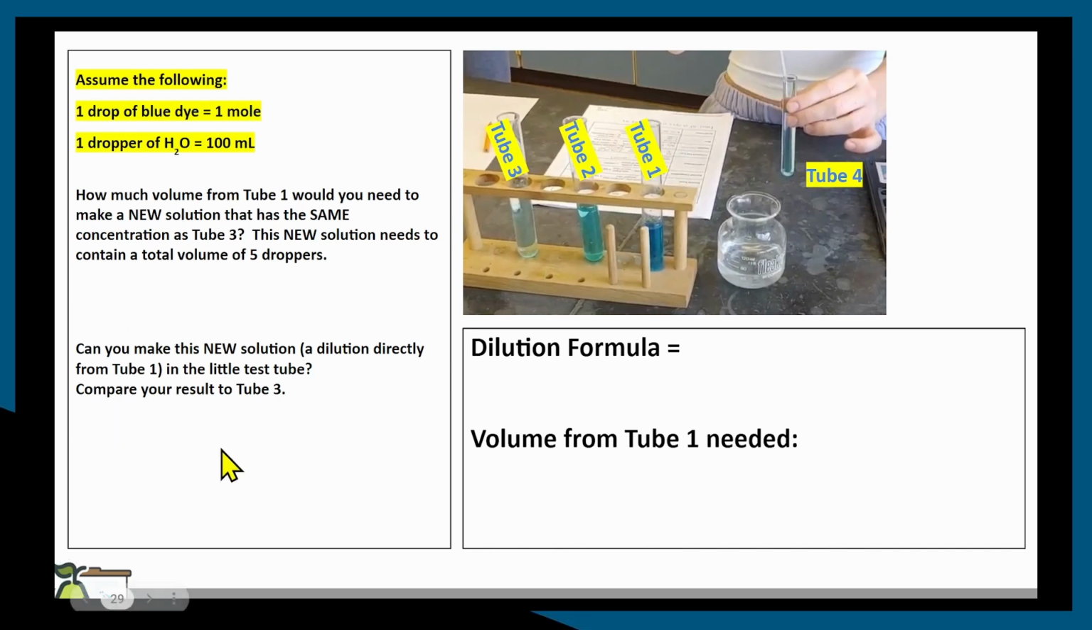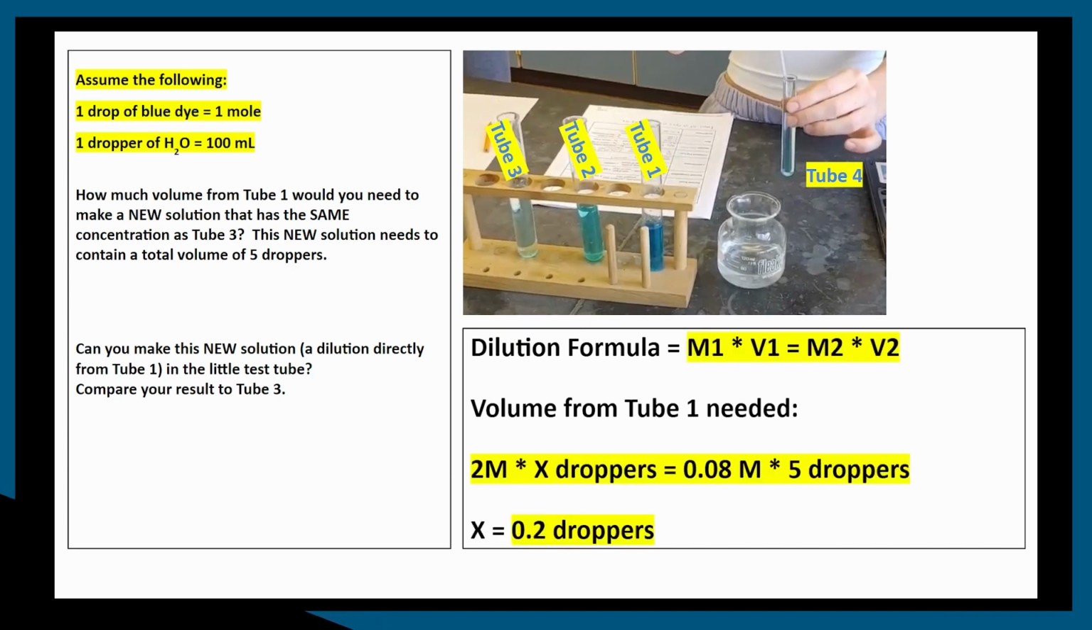And then they're asked, can you make this new solution after they've done their calculation directly in that little test tube from tube 1? And they can then compare whether they did it right by comparing their little test tube's color to tube number 3. By following the dilution formula, they should be able to calculate that they only need 0.2 droppers from tube 1, transfer it to the little test tube, and add another 4.8 droppers of water.